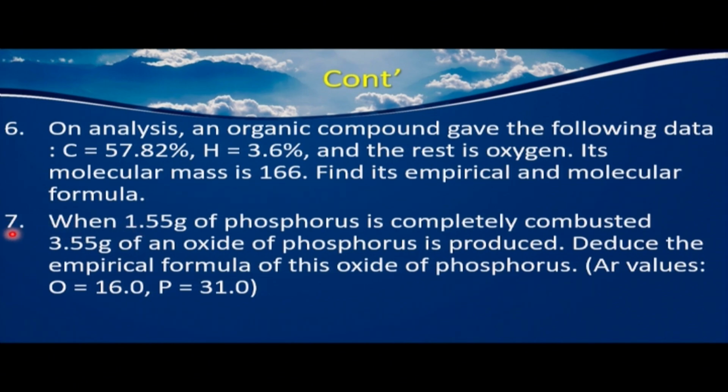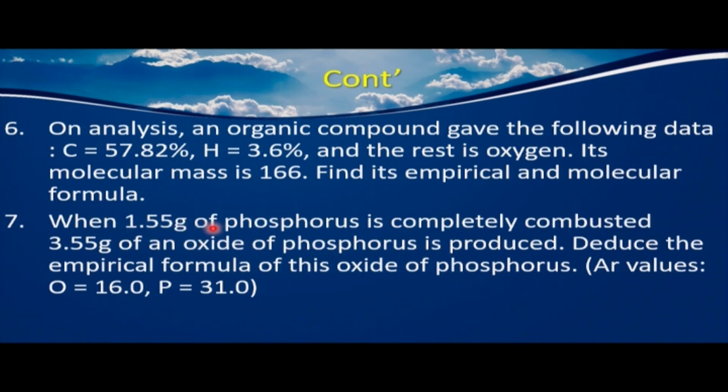And the last question we have here is when 1.55 grams of phosphorus is completely combusted, 3.55 grams of an oxide of phosphorus is produced. Deduce the empirical formula of this oxide of phosphorus. This is also another type of question we can have in this part of chemistry, the mole concept. And how do we work this out?